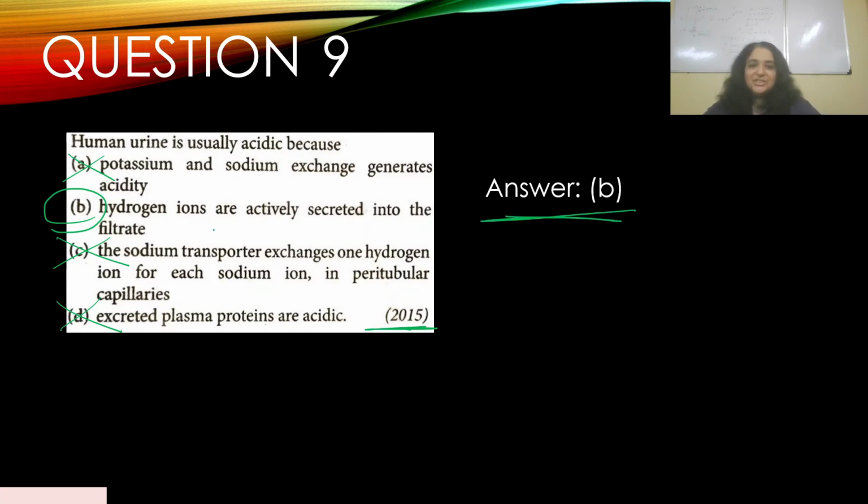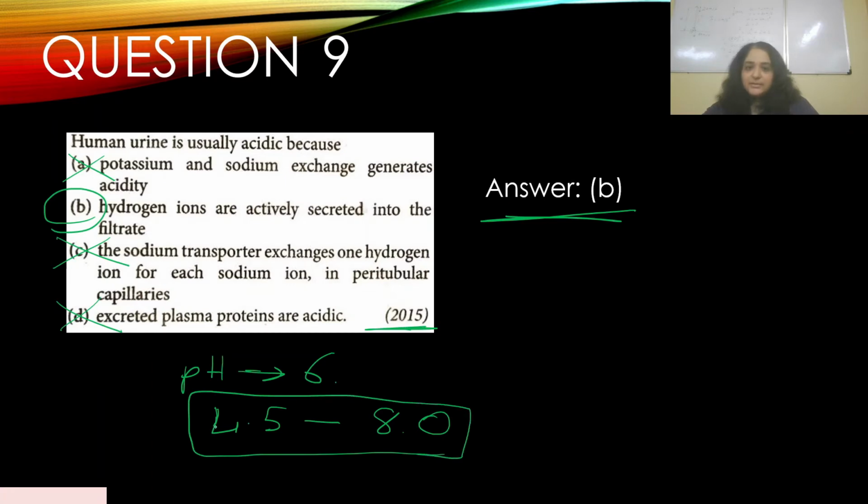Okay, let's go to the discussion. Now, human urine, as per NCERT, the pH is 6. So it is slightly in the acidic region. Although a range, if you have to give, it's around 4.5 to 8. So it can vary between 4.5 and 8, although an average number would be pH 6. Just for your information, it is usually acidic.